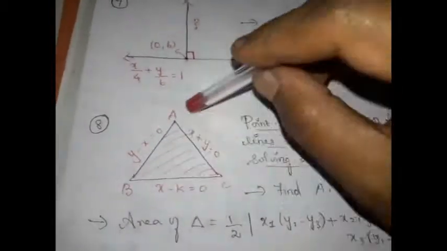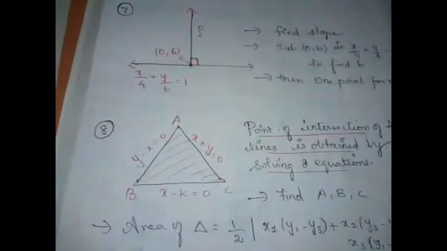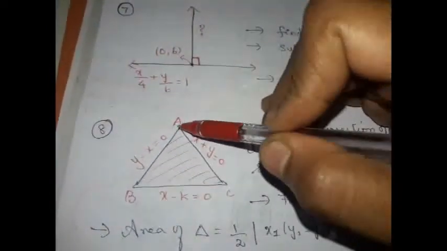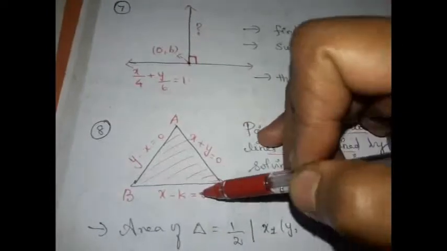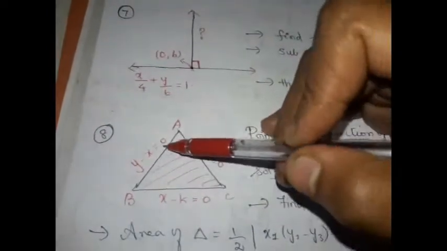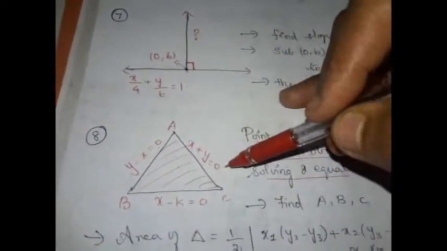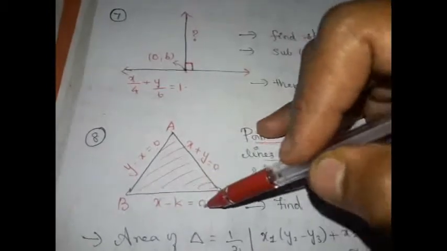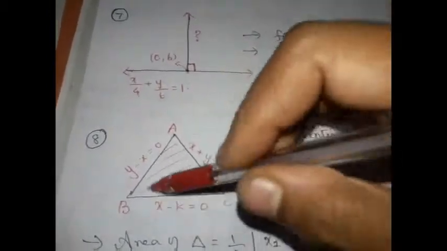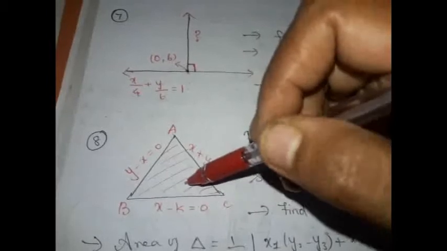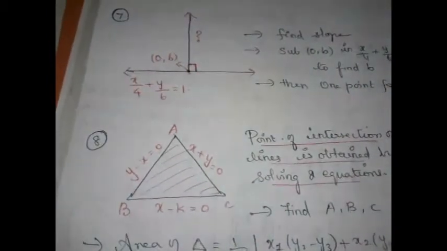Let us move on to the third question. Find the area of a triangle formed by the lines. Instead of giving the vertices, they have given you the lines: y minus x equal to 0, x plus y equal to 0, x minus k equal to 0. This triangle is formed by these three lines. They asked you to find the area.